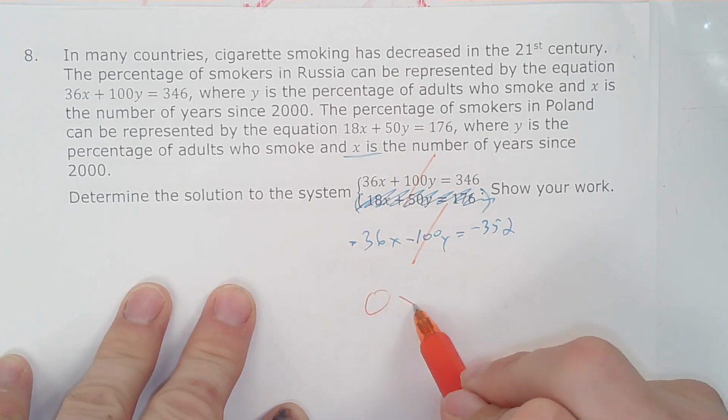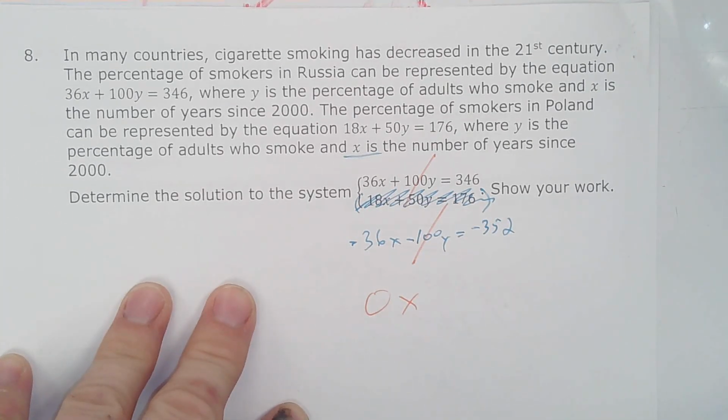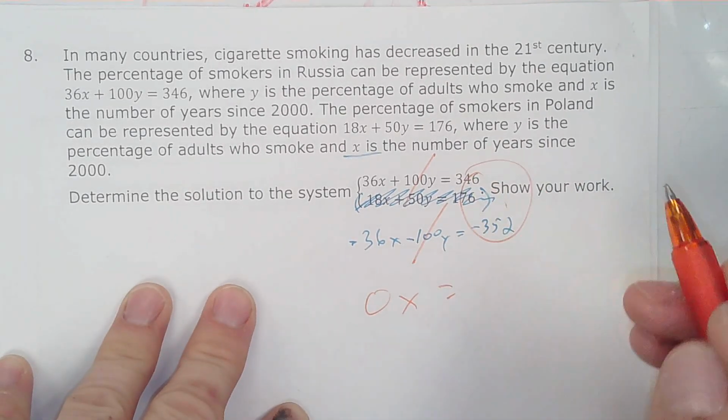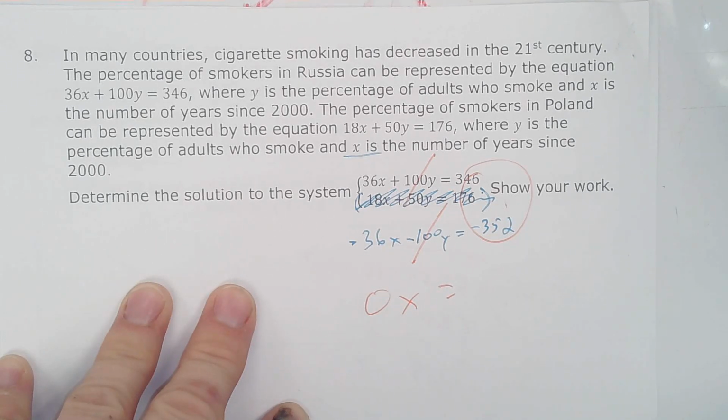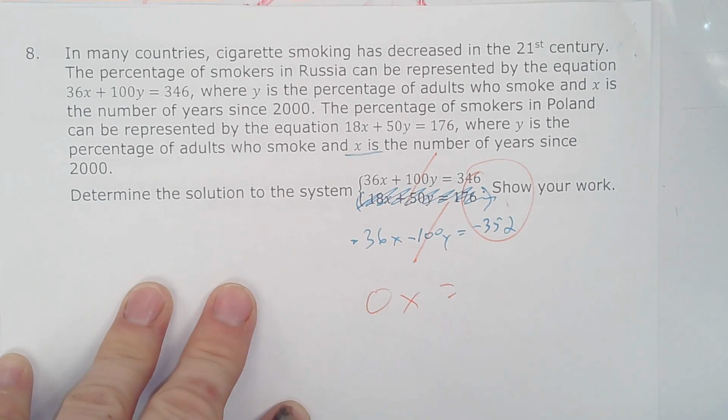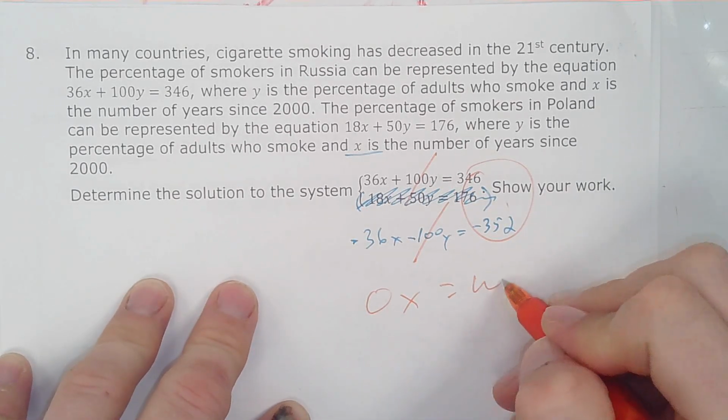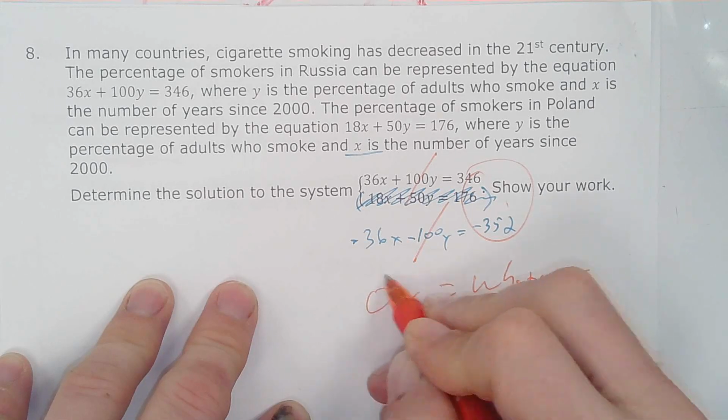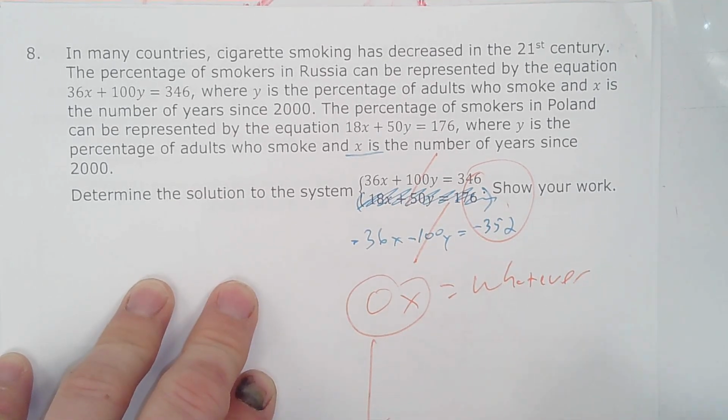Combined together are 0x. Whenever I solve for a value and I get 0x, the variable is whatever, doesn't matter, right? That means that there are no points where these two lines intersect. 0 values of x equal anything, right? That means that there's no solution. These are parallel lines, right? So this means equals whatever. 0x means no solution.